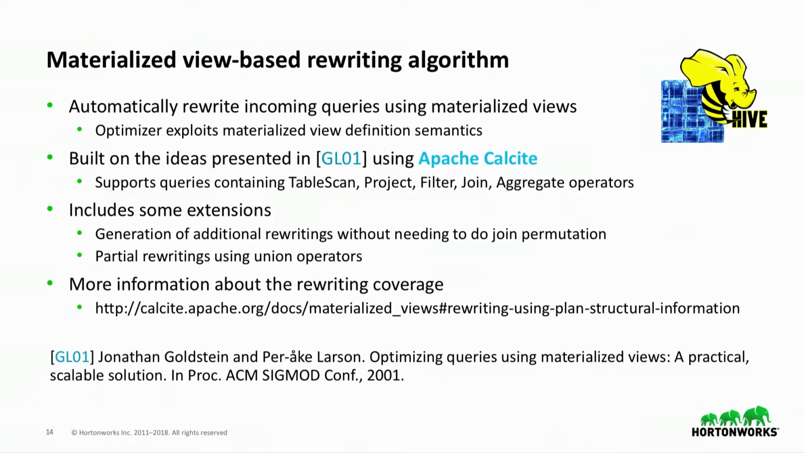What this means is that if part of the query can be answered from the view, but some other part you will maybe have to execute from the source tables, the rewriting algorithm is capable of doing this kind of compensation, and answering the query using the materialized view. More information about the rewriting coverage, with some examples, can be seen on that website that is part of the Apache Calcite project.